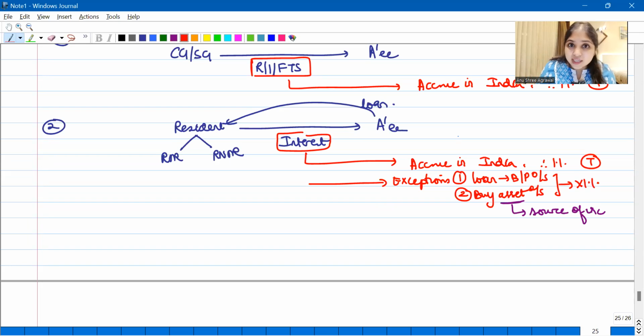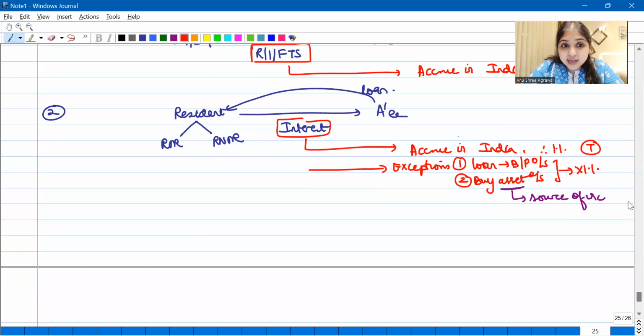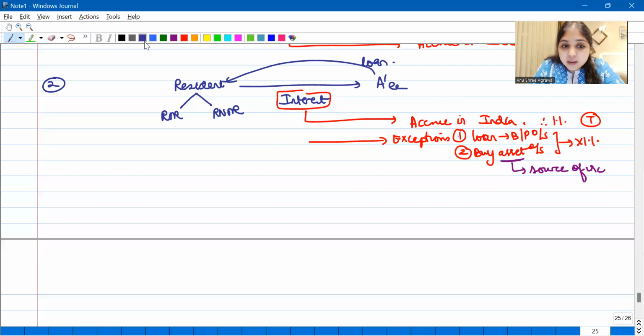Did you understand the resident part? Yes, if resident is giving you interest, come on, everybody tell me. If resident is giving you interest, your first answer will be it is accruing in India, therefore Indian income, therefore taxable for all assessees. But however, we'll also have to check that the resident is using the loan for what? If he's using the loan for a business or profession outside India, or if he's using the loan to buy some asset outside India, then you will say it is not an Indian income. Understanding, guys? Now listen, this was only interest, but 2 more things we have to talk about: royalty and FTS.